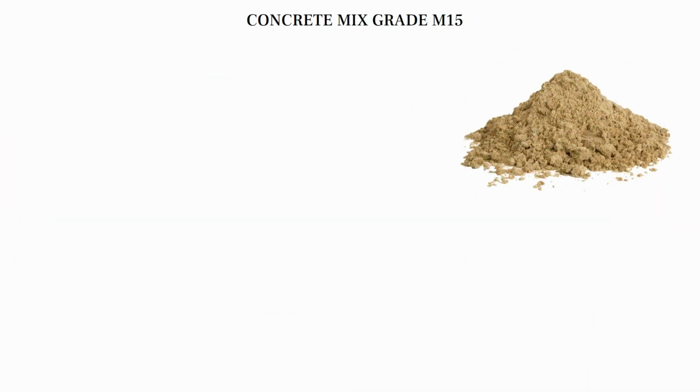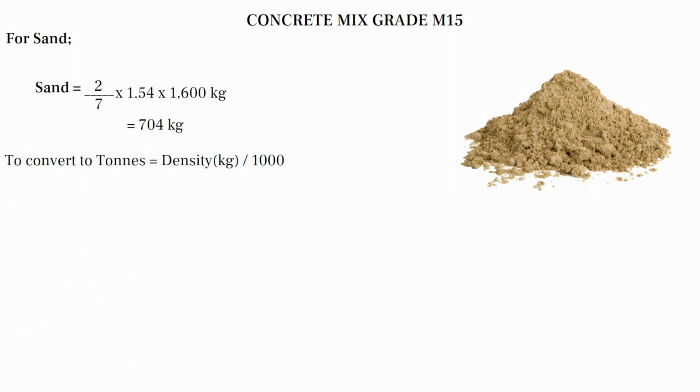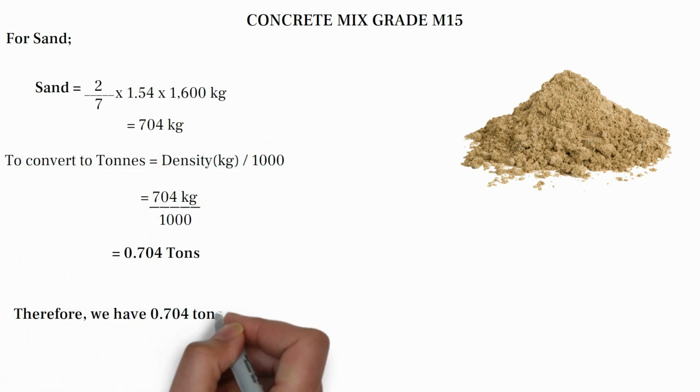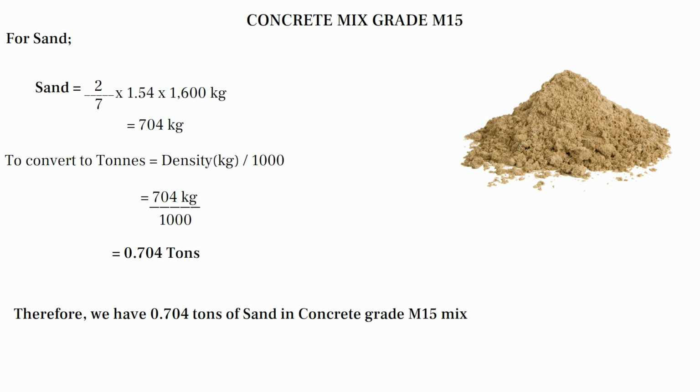Sand: 2 divided by 7 multiplied by 1.54 multiplied by 1600 kg per meter cube. We have 704 kg. To convert to tons, density in kg divided by 1000, we have 0.704 tons. Therefore, we have 0.704 tons of sand in concrete grade M15 mix.